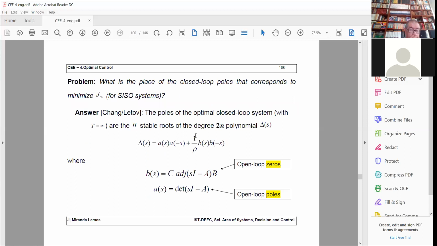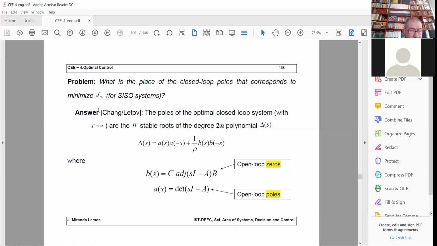Now, we are coming to a controller, which is nothing more than a state feedback, a constant state feedback. And we can ask the question, where are the poles of this closed loop system when you do this state feedback associated to the k computed by the solution of the linear quadratic problem? And the solution is quite elegant, and you can compute the poles of the closed loop system in a very simple way. And the result that bears the name of Chang and Letov, it's the Chang-Letov theorem.